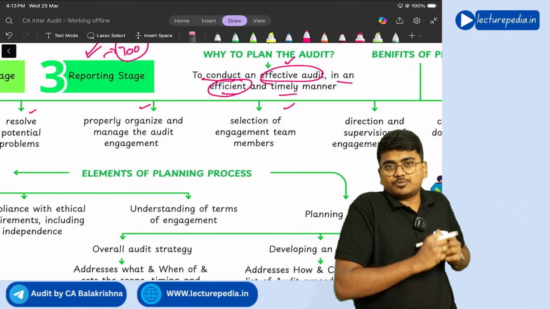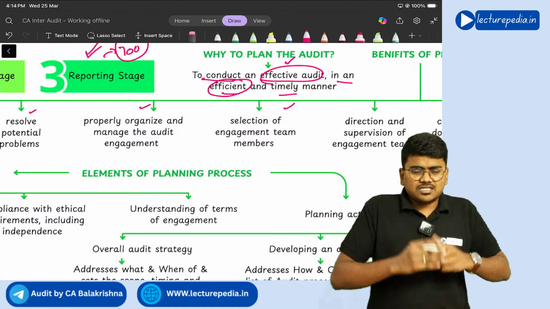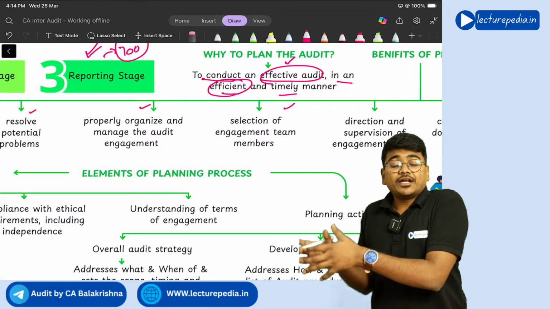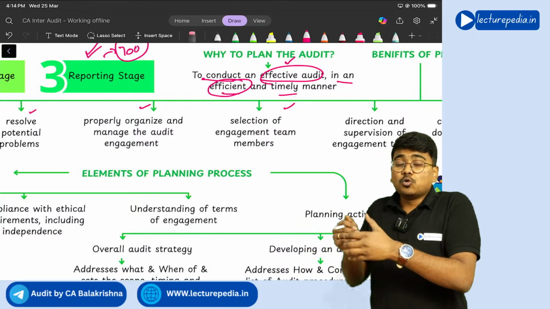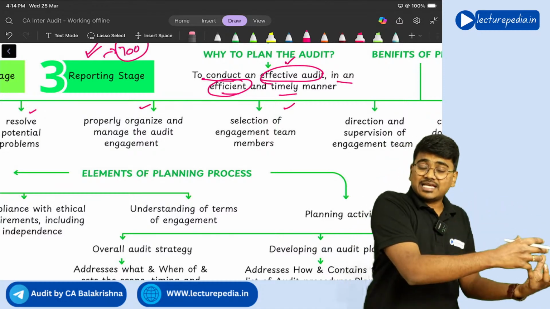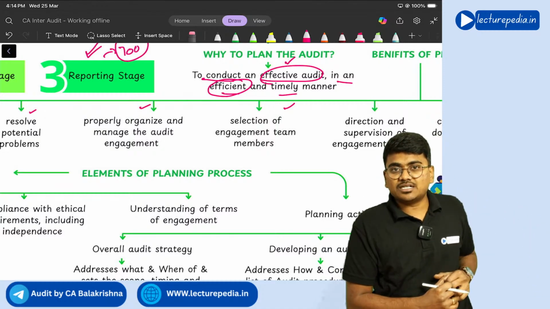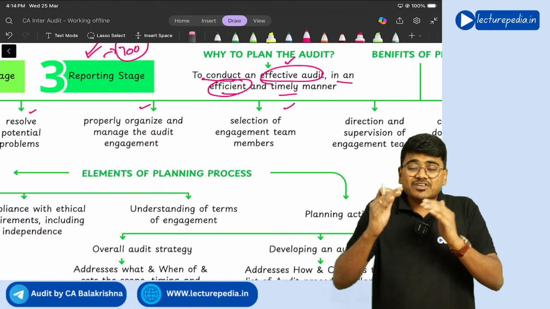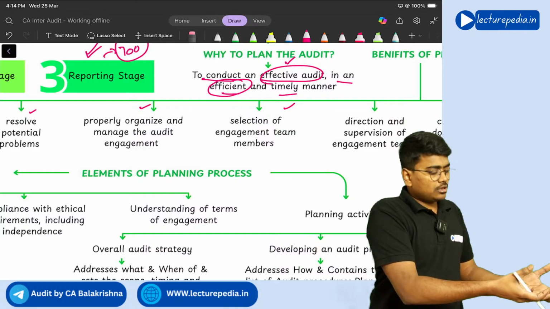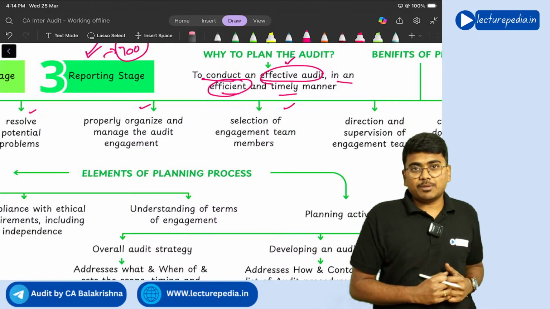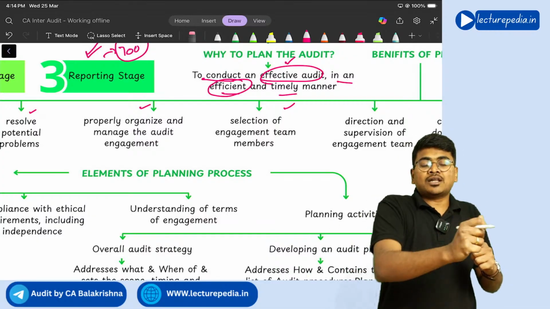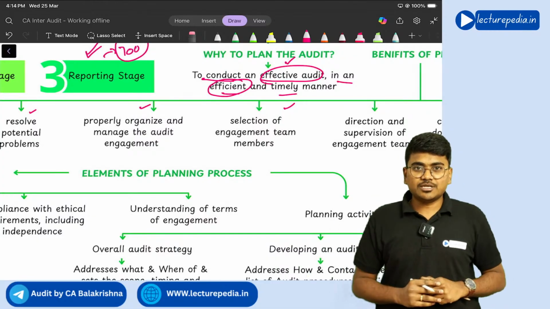Let's say for example you are doing audit of a bank. Now for doing audit of a bank, the people who have more expertise in the area of banking, you can select them into your engagement team. So having a proper plan will help you to select engagement team members and properly allocate the work to each of the engagement team members.